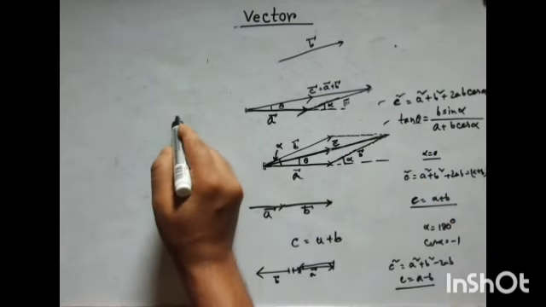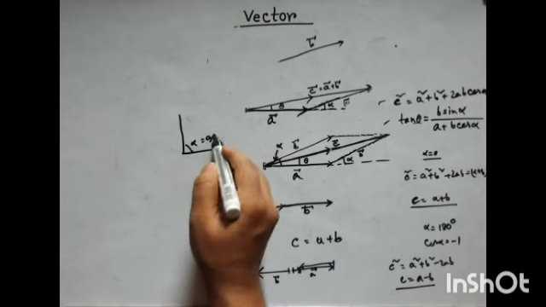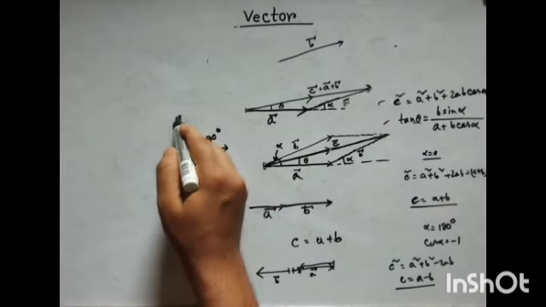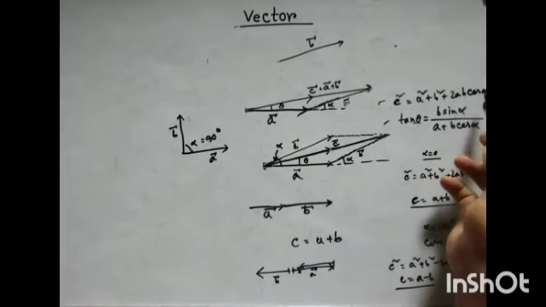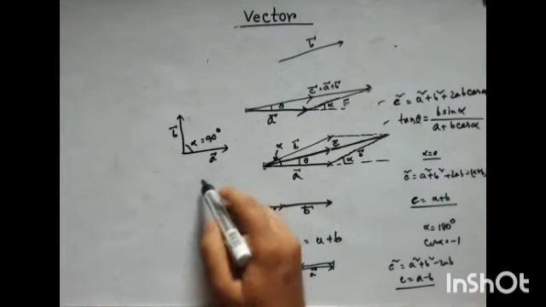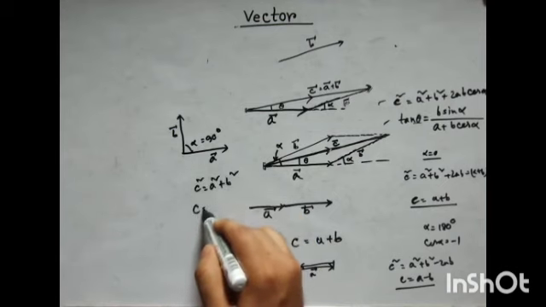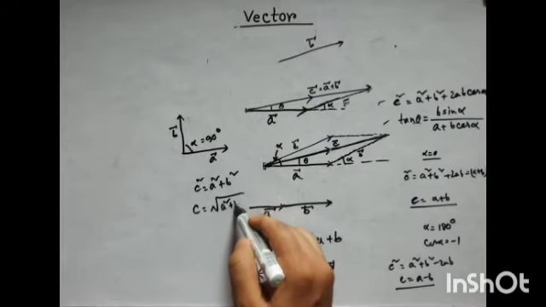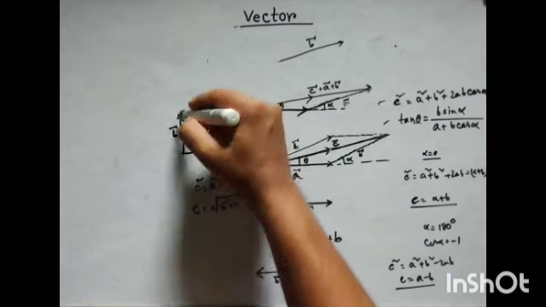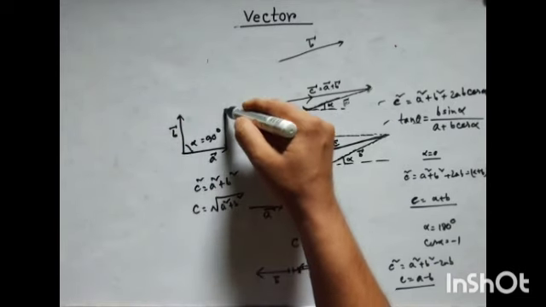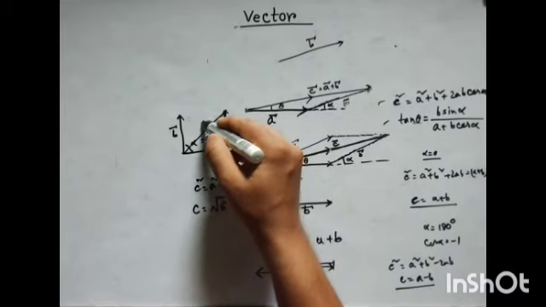And one special case, if alpha is 90 degree, suppose this is a vector and this is b vector. In that case alpha is 90 degree, that means cos alpha is 0, so c square will be a square plus b square, so your magnitude of c will be root over a square plus b square. Magnitude cannot be negative. This will be your c vector.